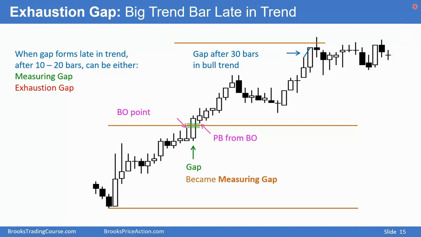It might resume again, but a gap, a big bull trend bar, in fact, the biggest bull trend bar in probably 20 bars, usually is an exhaustive end of the trend and not the start of a new leg up.